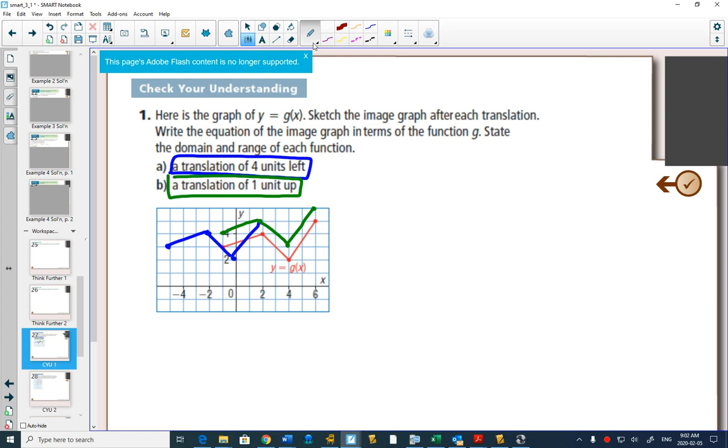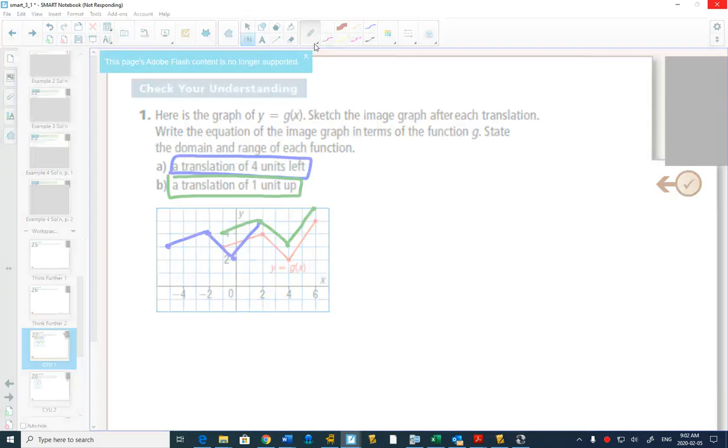And then I'm going to highlight this, if my highlighter works, which it doesn't want to. I'm going to highlight in terms of the function g. I'm going to see if my highlighter is working yet. No, the whole thing is frozen.